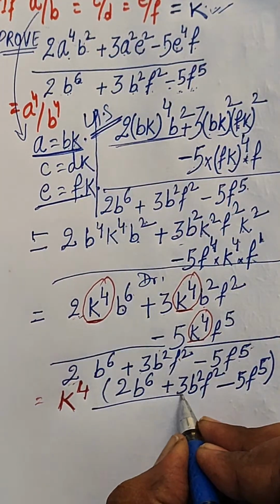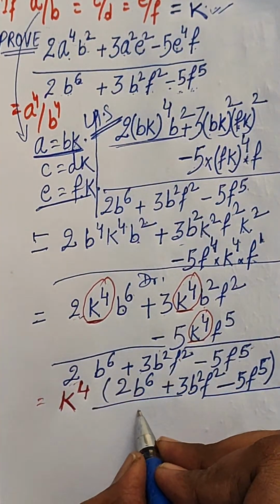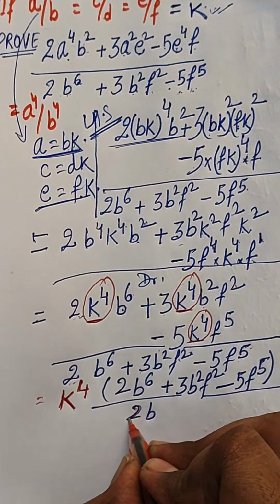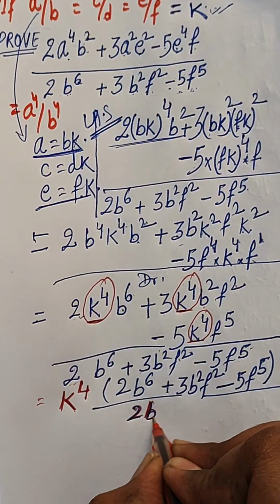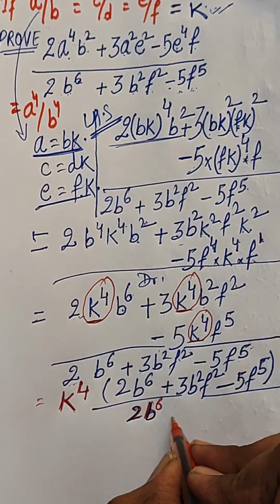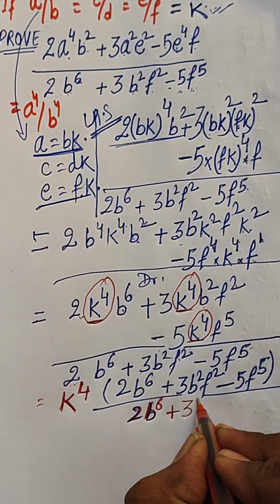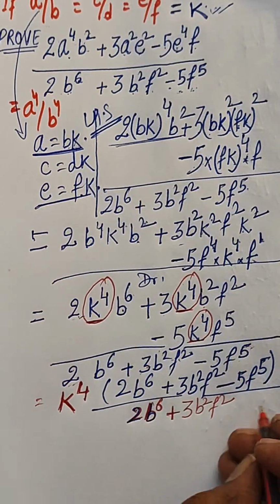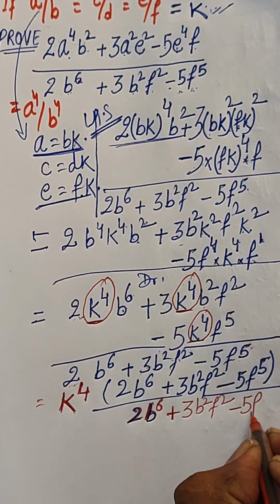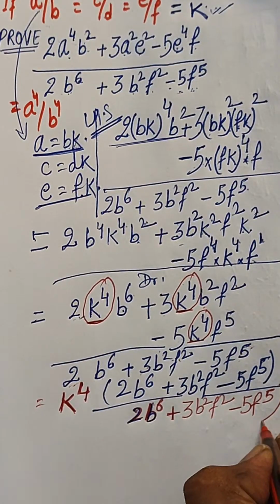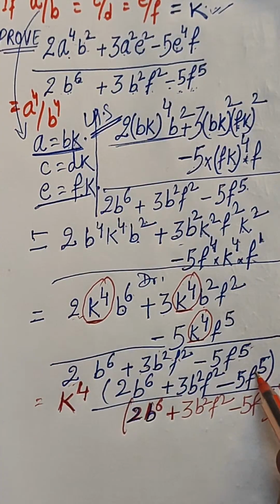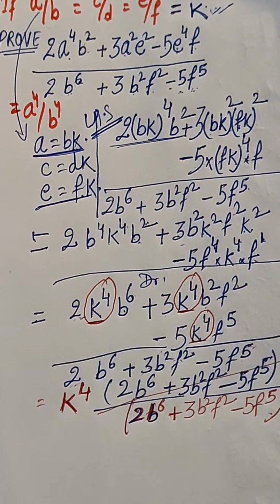And into the denominator we have 2b power 6, let me write it with a different color, 2b power 6 plus 3b square f square minus 5f5 minus 5f5. So here you can see this entire term of numerator and denominator are same. So we can just cut it.